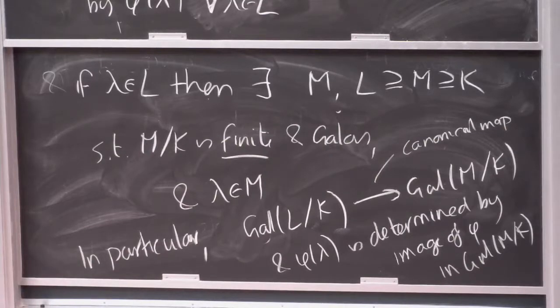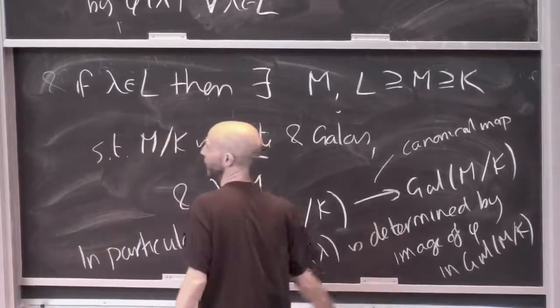Because if L over K is separable, then certainly M over K is separable. If L over K is normal, then M over K might not be, but if you make sure that M is a splitting field, then it will be. So let's let M be the splitting field of the min poly of lambda. So phi of lambda is determined by the image of phi in a finite Galois extension, about which we kind of know things, the fundamental theorem.